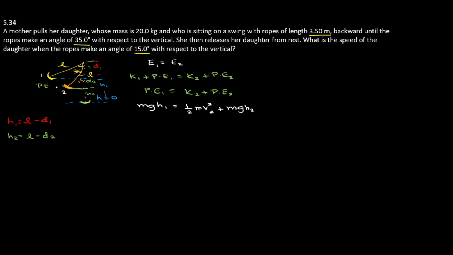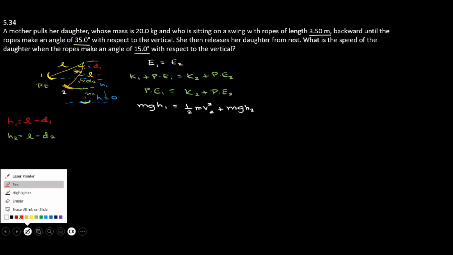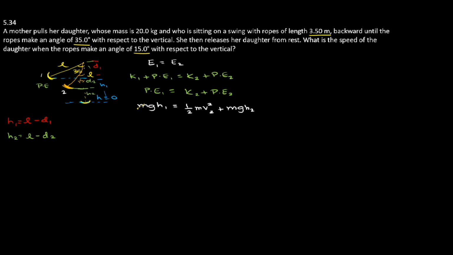The mass of the system is the same, so we can cancel off the mass. And when I cancel off the mass, I can rewrite this expression as gh1 equals v2 squared by 2 plus gh2.